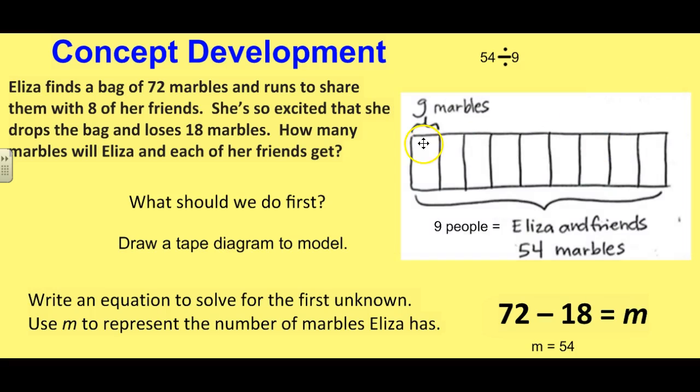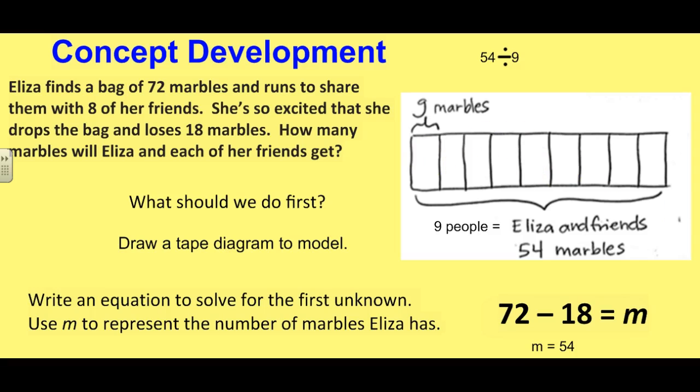So when we draw a tape diagram, we've got 1, 2, 3, 4, 5, 6, 7, 8, 9 people right here, which stands for Eliza and her friends. And I know that there are 54 marbles total. But right here, I don't know how many marbles each person got. But after you finished drawing your tape diagram, you should have figured out how many each person got.